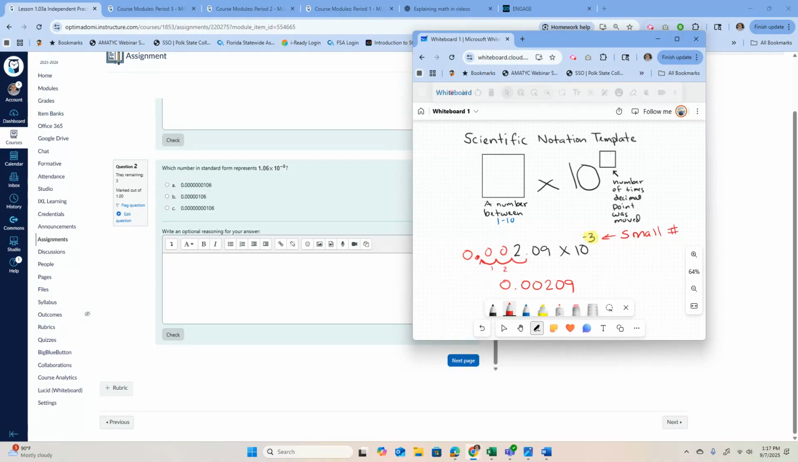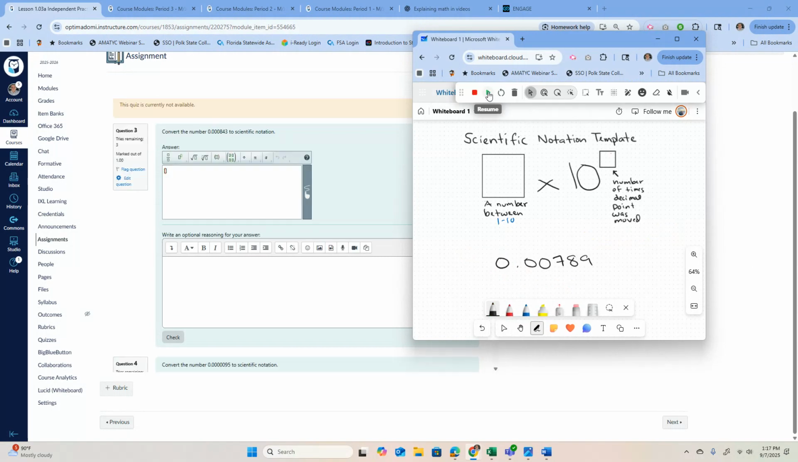Again, when you see a negative exponent, it's a small number. When I say small number, your final answer is going to start with 0 point something. The exponent is negative. It means we're going to move the decimal point to the left. That's how we make the number smaller. And this example is very similar to the one you have in question number two.